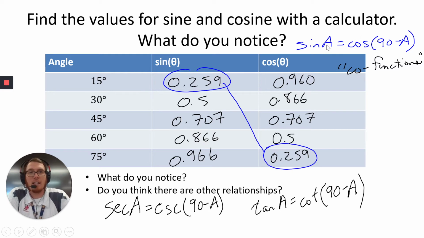Okay, and what I've said here is sine of A, so sine of an angle is the same as cosine of 90 minus the angle. That's also how secant and cosecant work, and tangent and cotangent work. So if you know that sine of 60 is something, that's the same as cosine of 30, because 30 plus 60 equals the 90. That's where the cosine cofunction ideas come from.